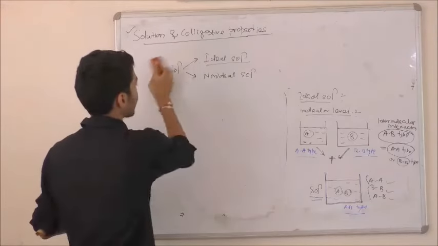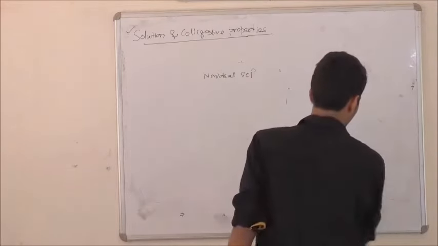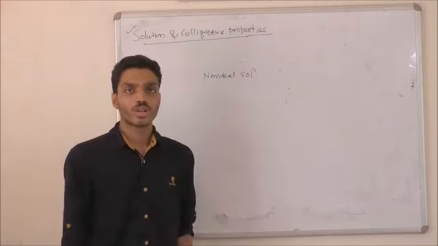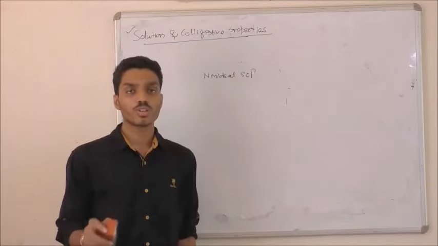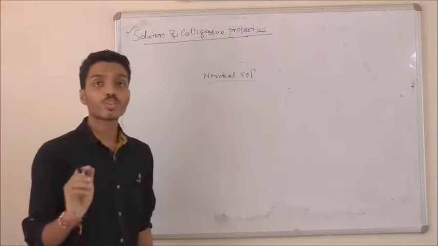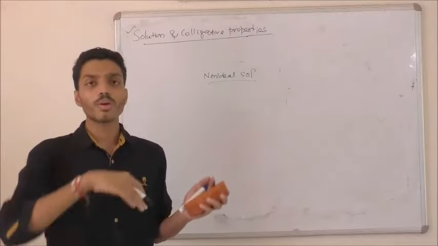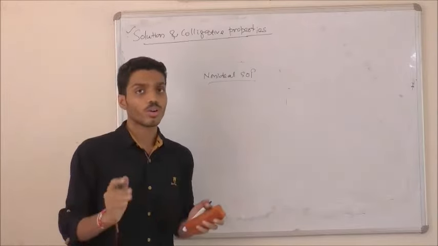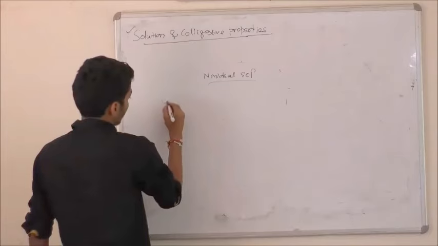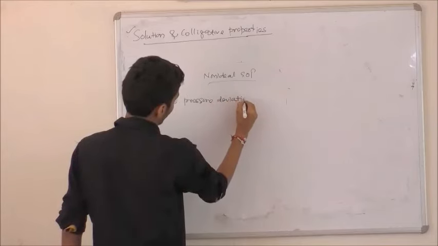Now students, let's talk about non-ideal solutions. While seeing the ideal solution, I told you that an ideal solution obeys Raoult's law over the entire range of concentration. So for a non-ideal solution it is the opposite, meaning it will not obey Raoult's law over the entire range of concentration. That means there will be a deviation in vapor pressure when we change the mole fraction. So vapor pressure deviation is observed.